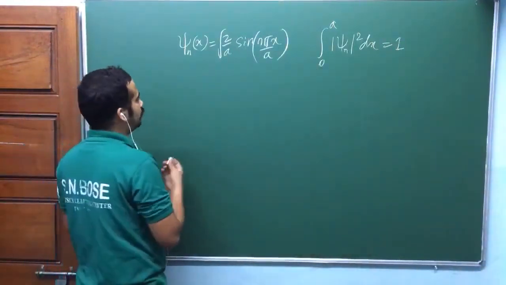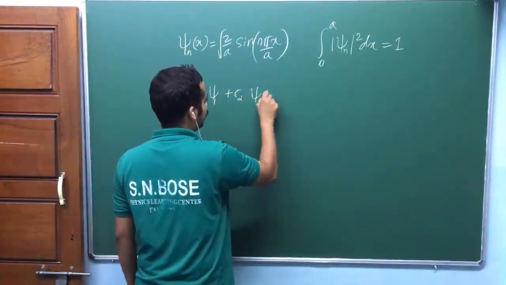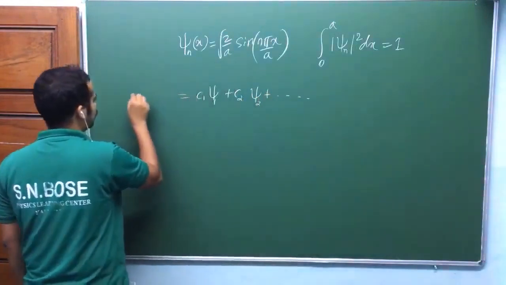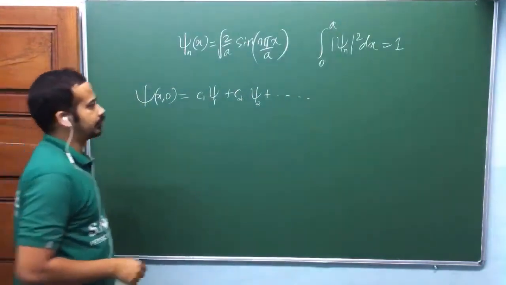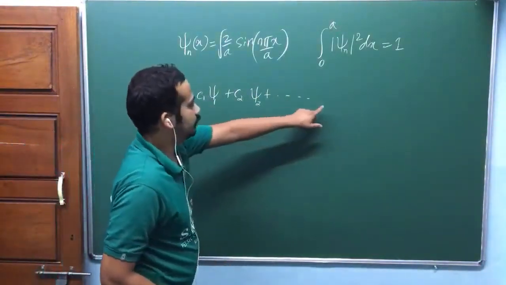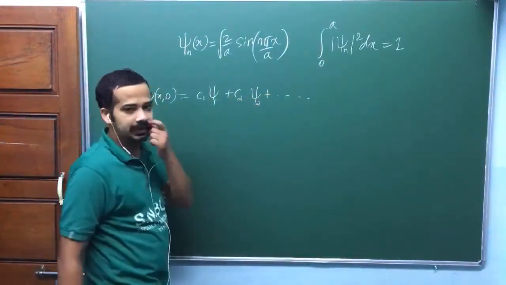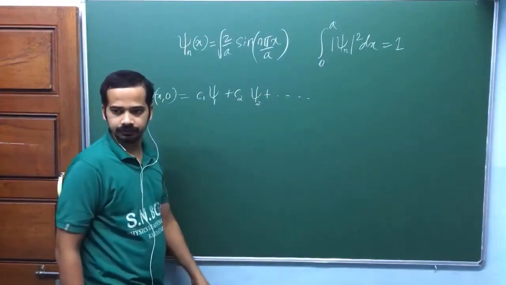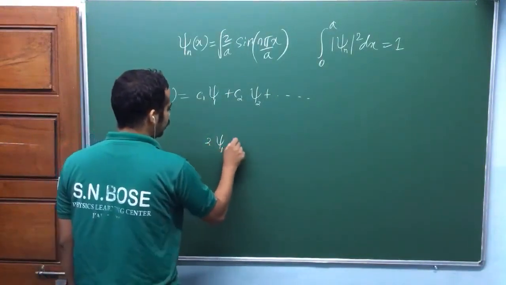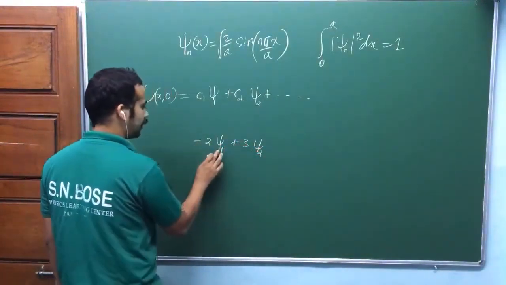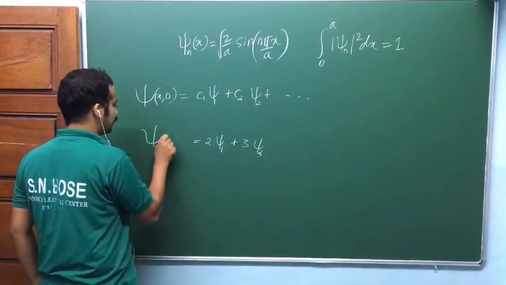Now, if we start making a linear combination like C1 psi 1 plus C2 psi 2 plus and so on, we call this psi x comma 0, isn't it? Linear combination state. These psi 1, psi 2 are all individually normalized, okay? But when you take a linear combination, that need not be normalized. You need to normalize that one. Suppose you write 2 psi 1 plus 3 psi 2, where psi 1 and psi 2 are normalized already. But if you write a state like this, it is not normalized.